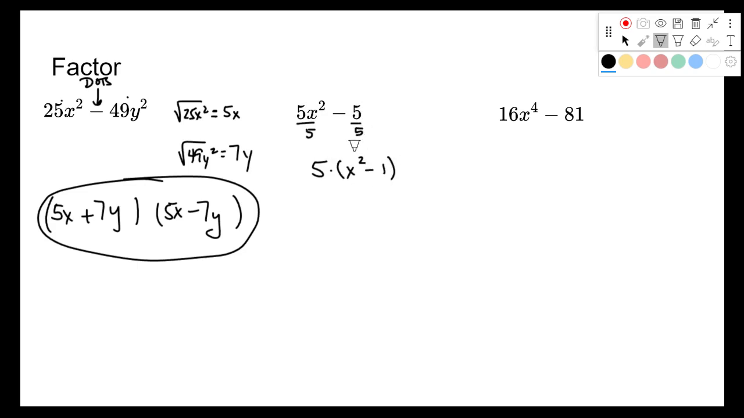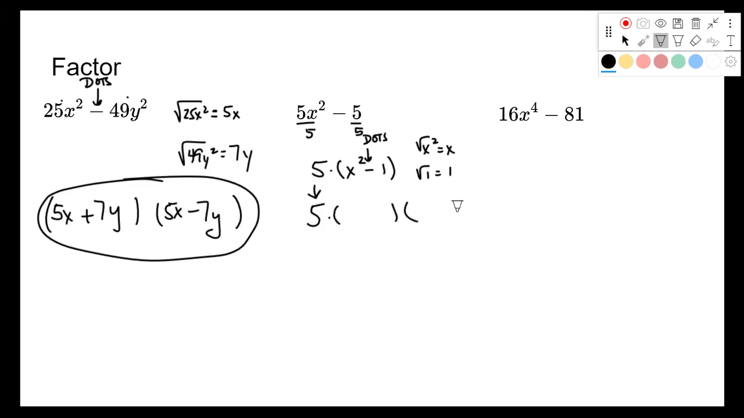Okay, now I'm going to look inside. There are 2 terms in the parentheses. There's subtraction in the middle, so I have to try difference of two squares. The square root of x squared is x. The square root of 1 is 1. So bring the 5 down. That's part of my answer. It was the GCF. Just bring it down.